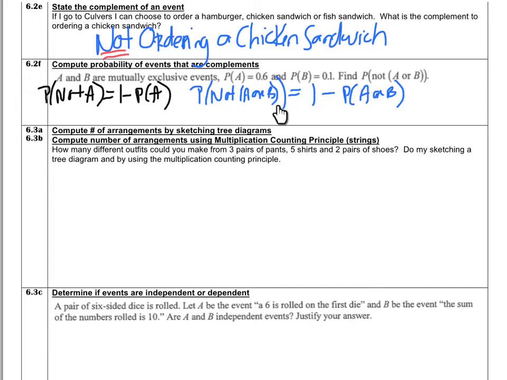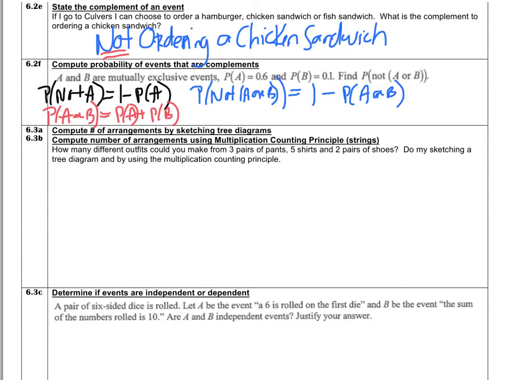So this is the formula I just stated. To find the probability of not A or B, let's just do 1 minus the probability of A or B. So let's find the probability of A or B. Don't forget, the probability of A or B just means to add. That's the trigger for OR.